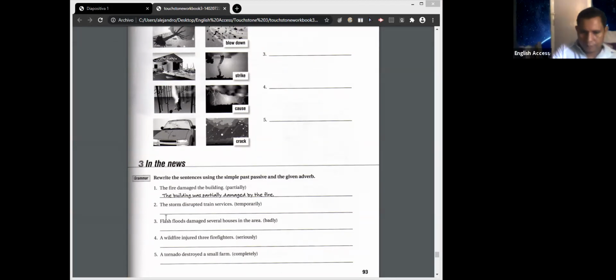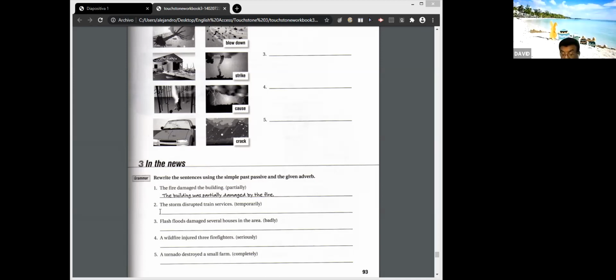Number 2. The storm disrupted train services. The answer, the train services were temporarily disrupted by the storm. 3. Flash floods damaged several houses in the area. Several houses in the area were badly damaged by flash floods.